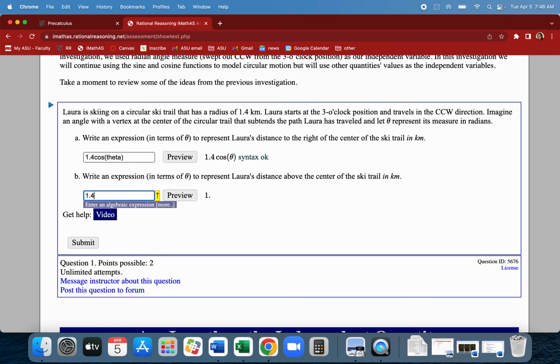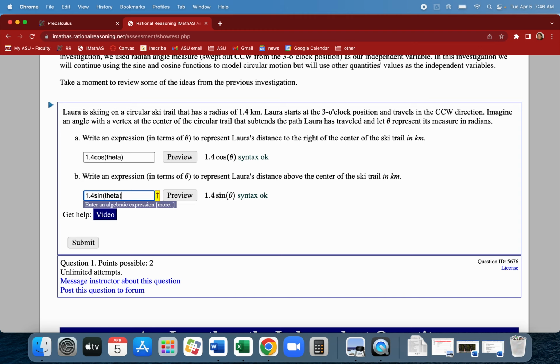Exactly. 1.4 times the sine of theta will give you the vertical component of where she is. So the horizontal has to do with cosine, and the vertical has to do with sine. And since our radius is 1.4 kilometers, that's where that comes from in this case.